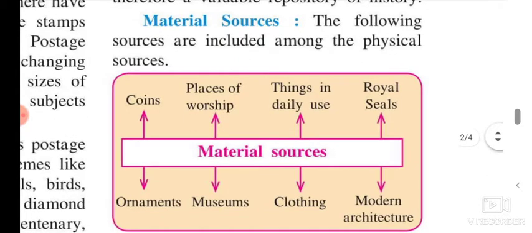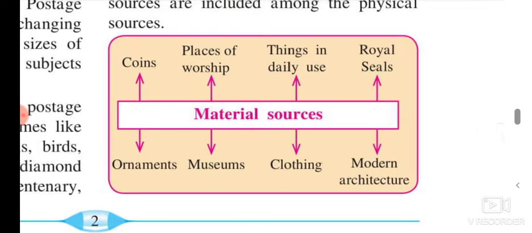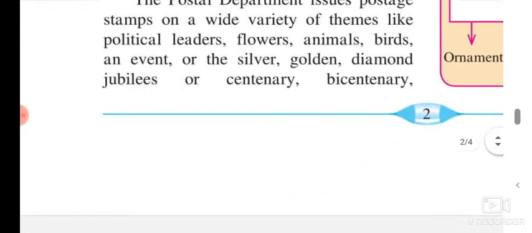Next, material sources. The following sources are included among the material sources. Here is a diagram showing the sources: coins, places of worship, things in daily use, royal seals, modern architecture, clothing, museums, and ornaments.